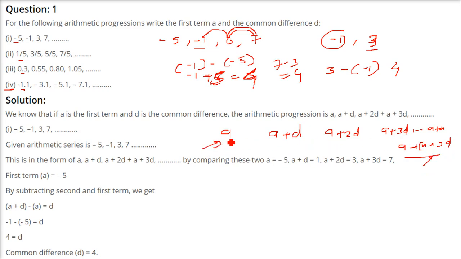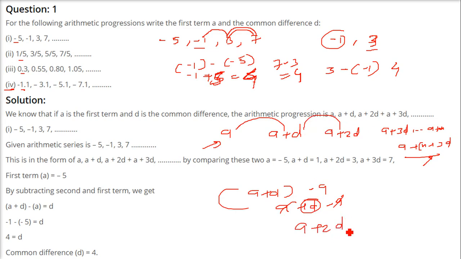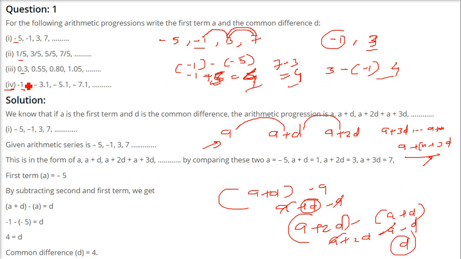So the first one is always the first term, which is A, and if you subtract this, say A plus D minus A, so A cancels, so D will come. You can take it for this one also. A plus 2D minus A plus D. So what do you get? A plus 2D minus A minus D. A cancels, 2D minus D is D. So every time it will come as D, 4, 4, 4 like this.